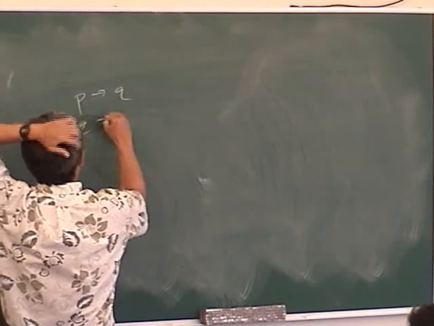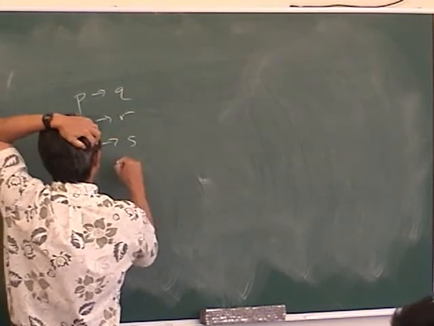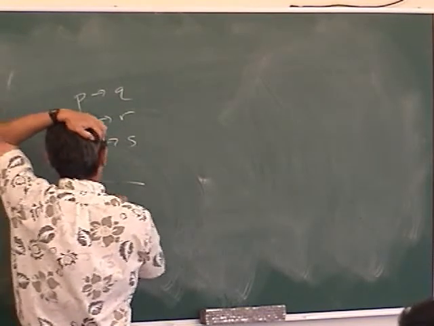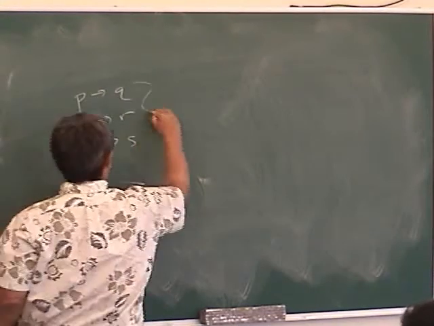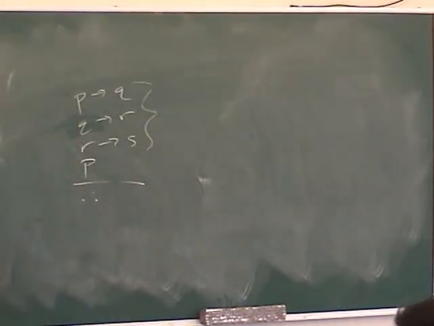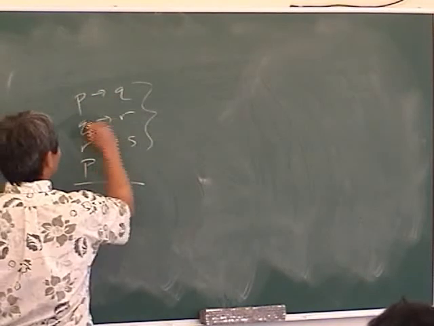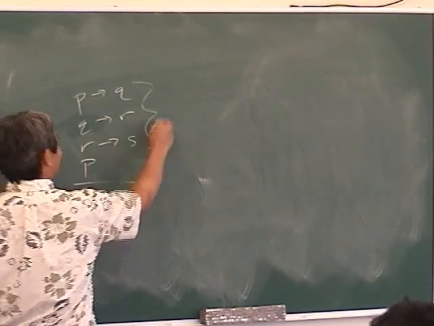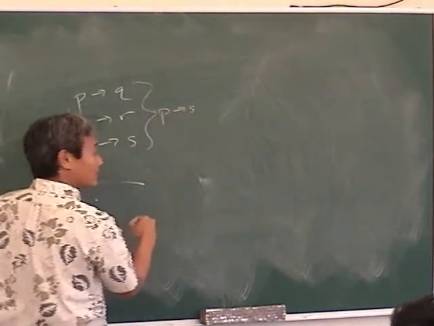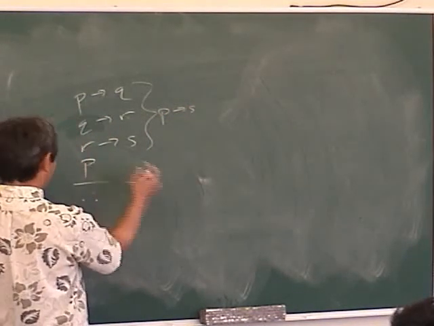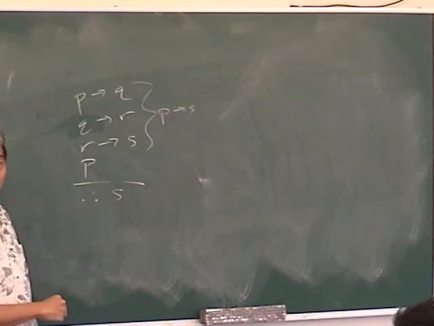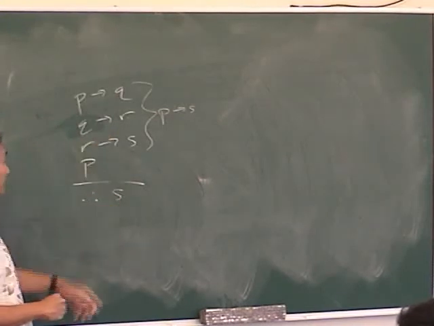Q implies R, R implies S, P. Therefore what? S. So after a while, you can just look at it and see. Using the law of syllogism, if P implies Q, Q implies R, R implies S, then can't you say P implies S? But P, therefore S. That's modus ponens. Okay, that's easy.